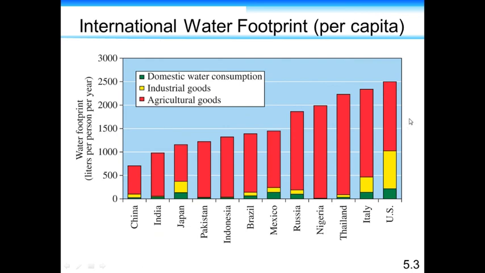Significant amount of water used for agricultural goods. That is the largest use of water. And US has the largest use of water for industrial goods out of any country in this graph.